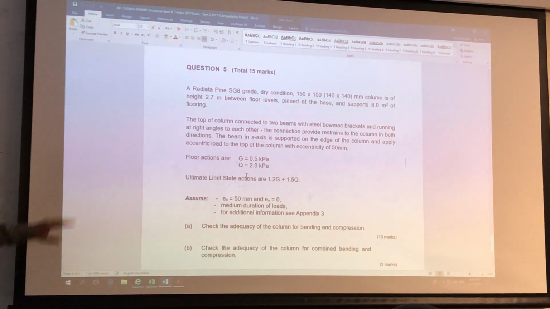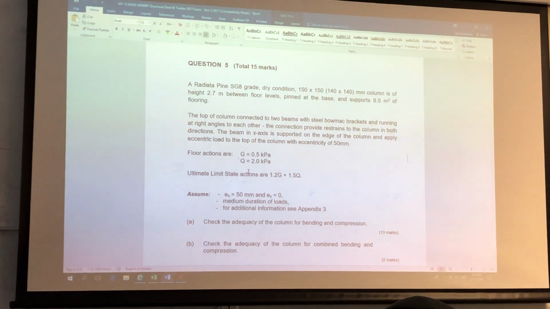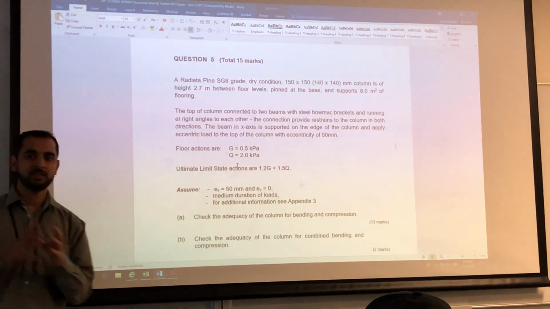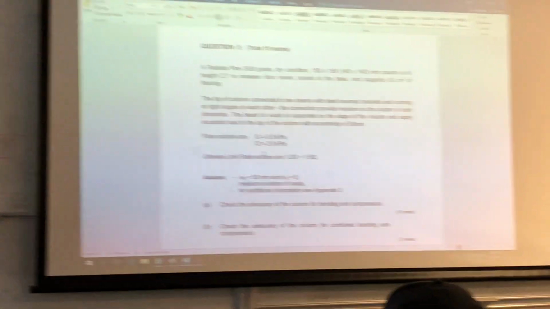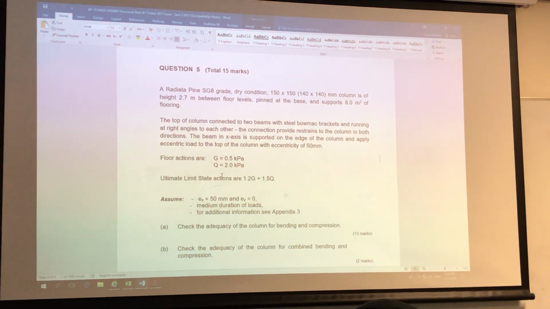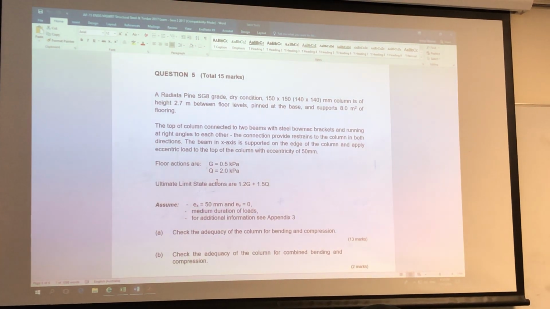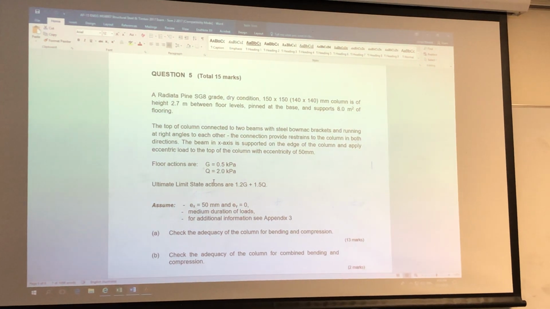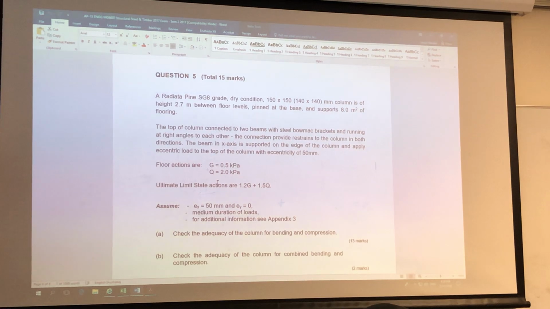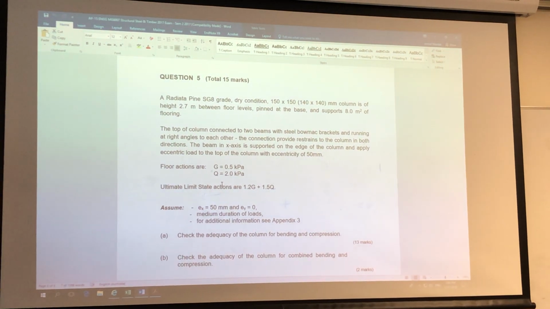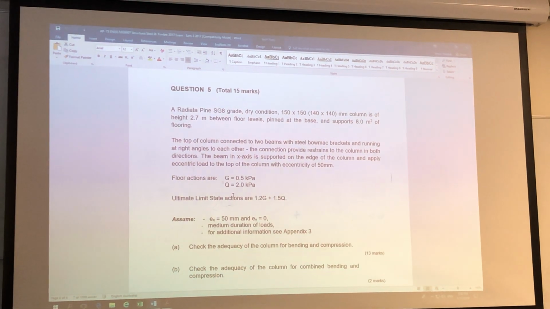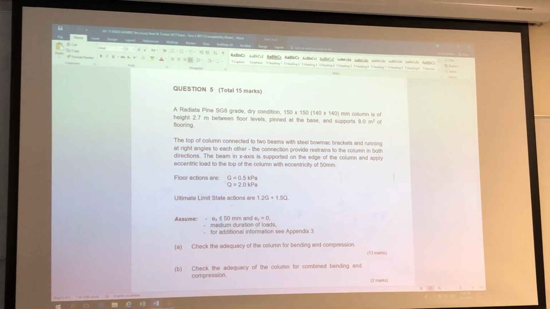Question 5, it was a radiata pine, select grade, dry condition, 150 by 150 or 140 by 140, that's the actual size. Column of height 2.7 meter between floor levels, pinned at the base, and supports 8 square meter of flooring. So 8 square meter, that does mean something, right? When you're not given a point load, don't get shocked. In this case the area is given, the load will be given to you in kPa. All you have to do is just multiply.